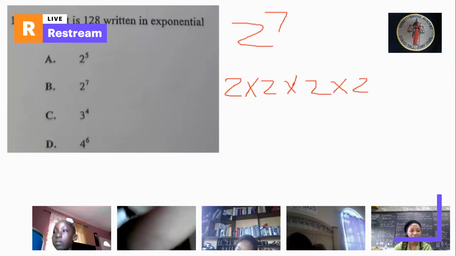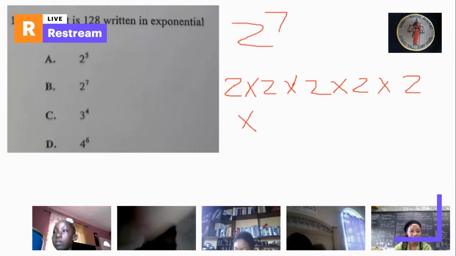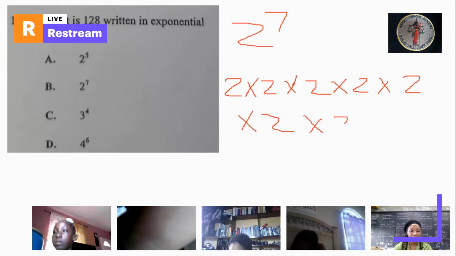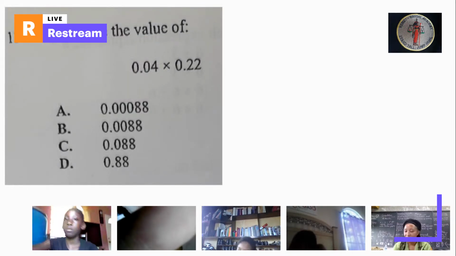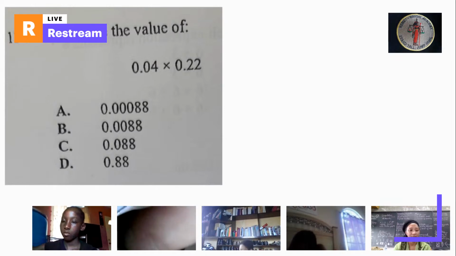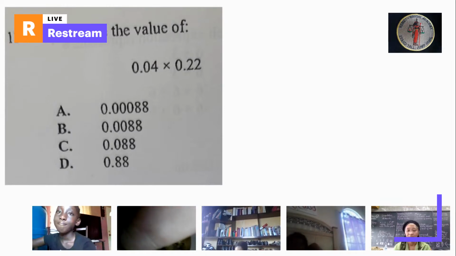So 2 to the 7th power would be multiplying 2 by itself 7 times, right? Yes. So 2 times 2 is 4. 4 times 2 is 8. 8 times 2 is 16. 16 times 2 is 32. Times 2 is 64. Times 2 is 128. So that's correct. Jaden, number 13. Okay, Miss.